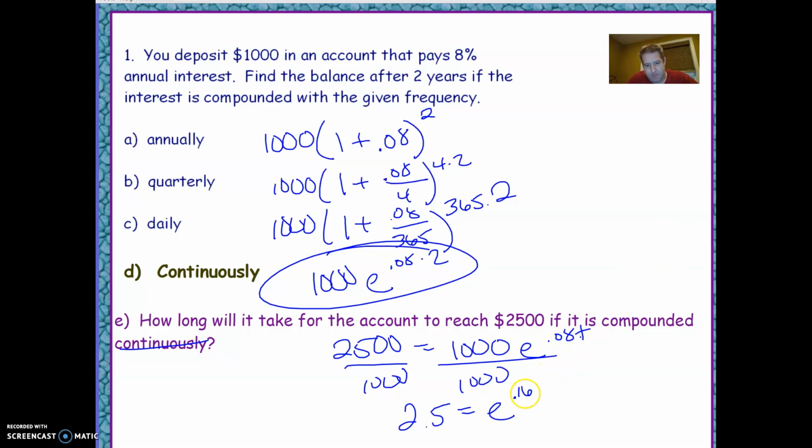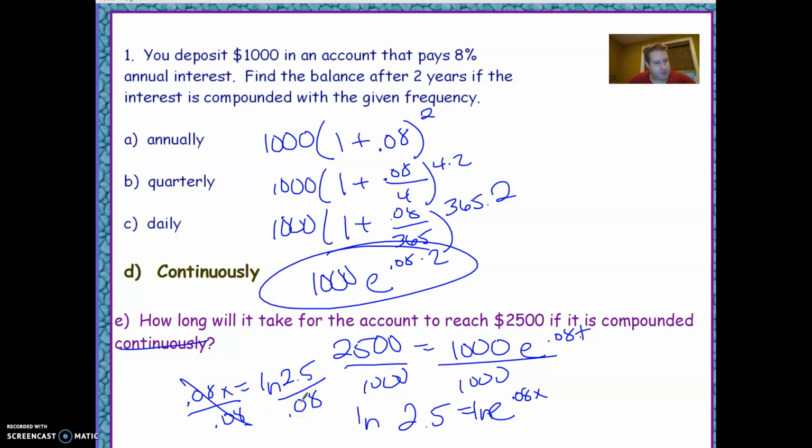So this is going to be 0.08x. Then I'm going to do natural log of both sides, and that's going to give me 0.08x equals natural log of 2.5. Then I'm going to divide both sides by 0.08, and that's what I'm going to put in the calculator.